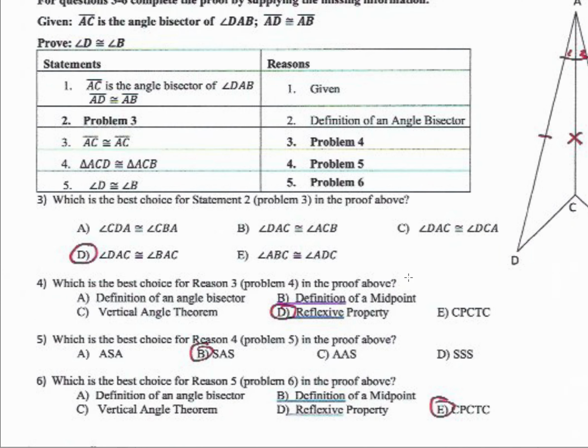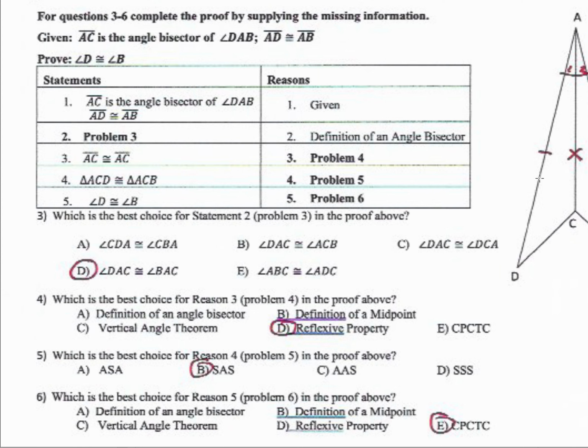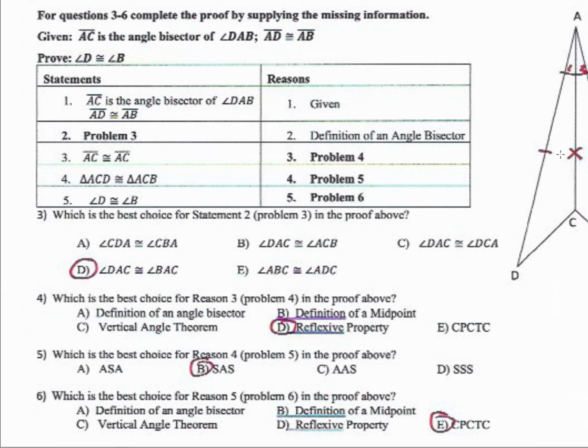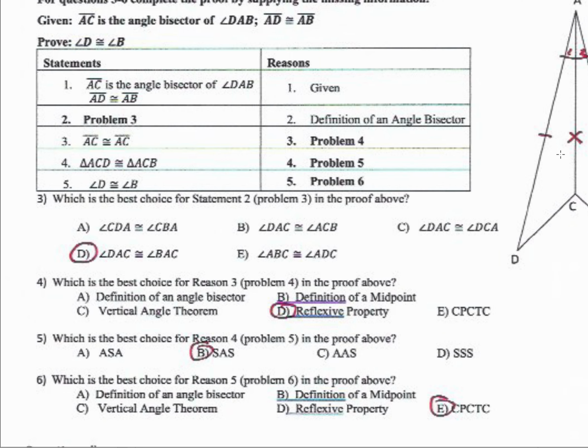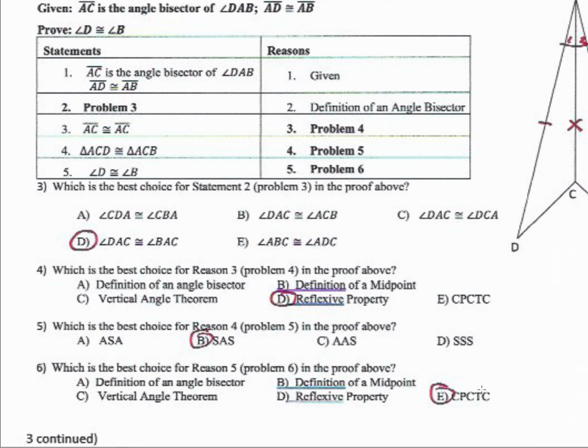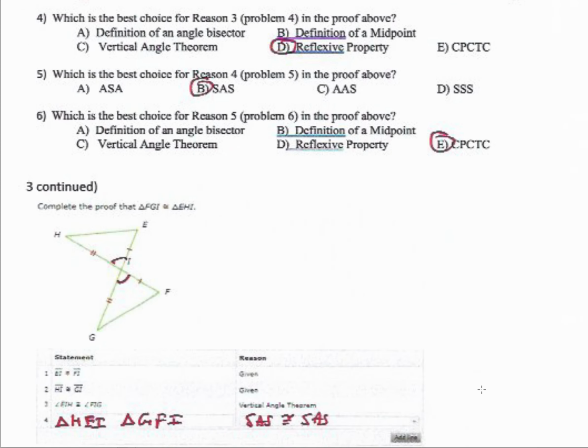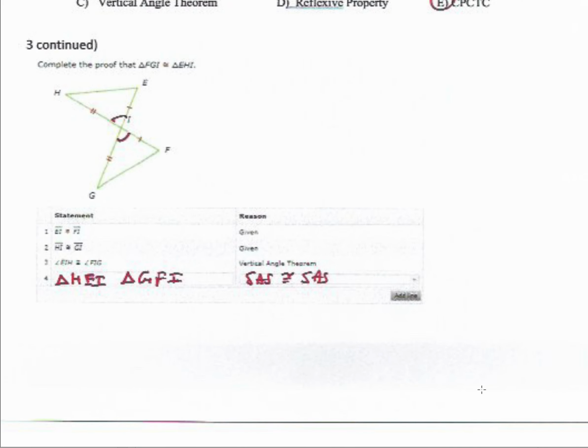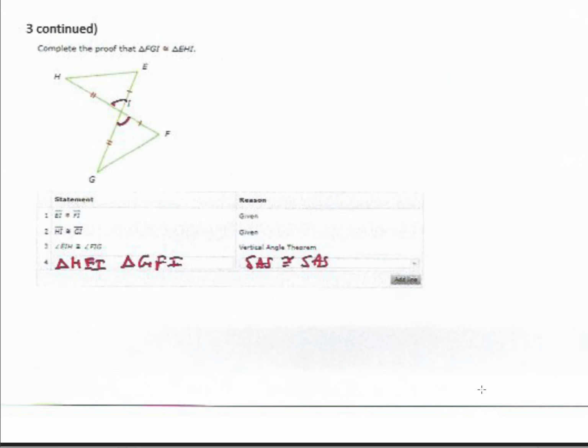Which is the best choice for reason 4? Well, based on the diagram, you can see that the angle up here, angle 1, is between the two sides, so it's side, angle, side. And then last but not least, the reason pieces are always congruent after the triangles are proven congruent is CPCTC. All right, so now we won't have any more sticking off the side of the picture there. Sorry about that. Shouldn't have happened based on the way my diagram was, but oh well.